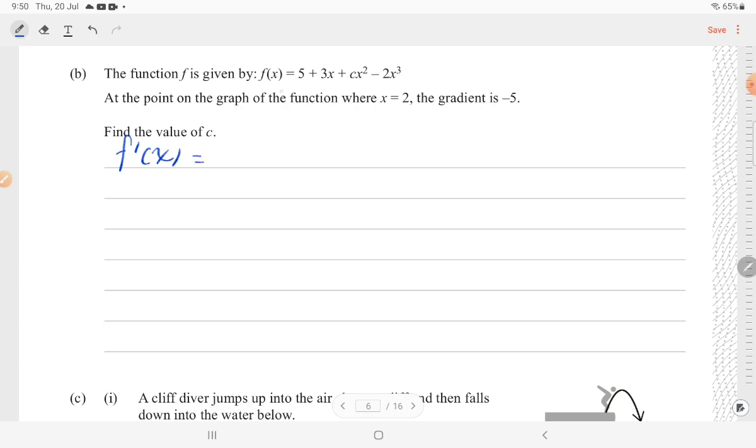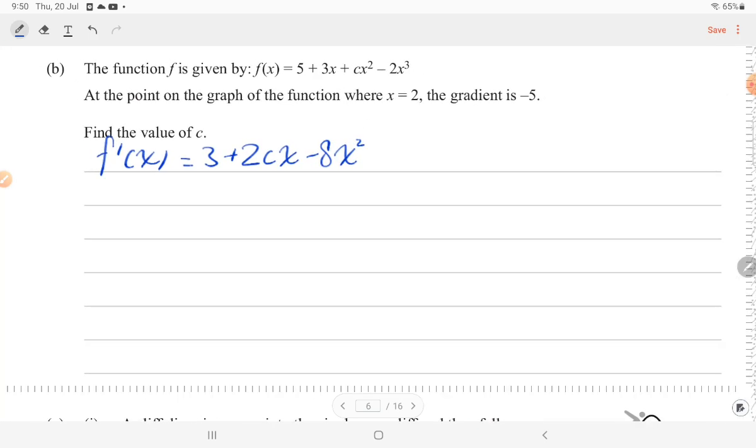5 just disappears, so we have 3x, the 3 goes down and the x just disappears, plus cx squared: we take the 2 down, so 2c, and take 1 away from the power, which is x. Take away 2x cubed: the 3 comes down, so 6, then take 1 away from the cube, so f dash x equals 3 plus 2cx, take away 6x squared. So where x equals 2, the gradient is negative 5. So f dash 2 is 3 plus 2 times c times 2, take away 6 times 2 squared.